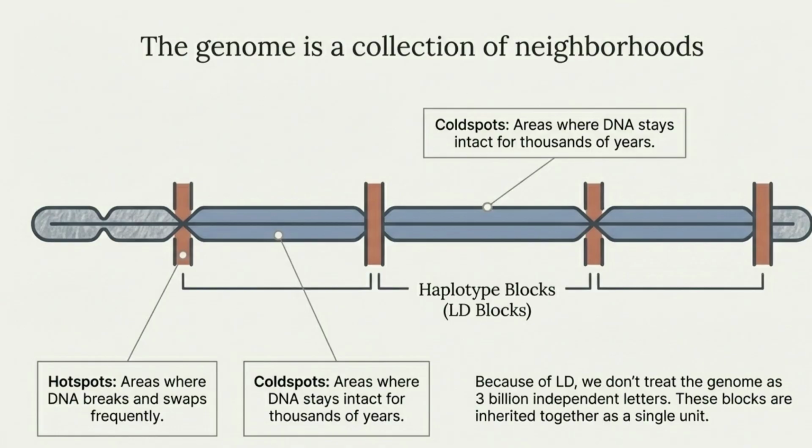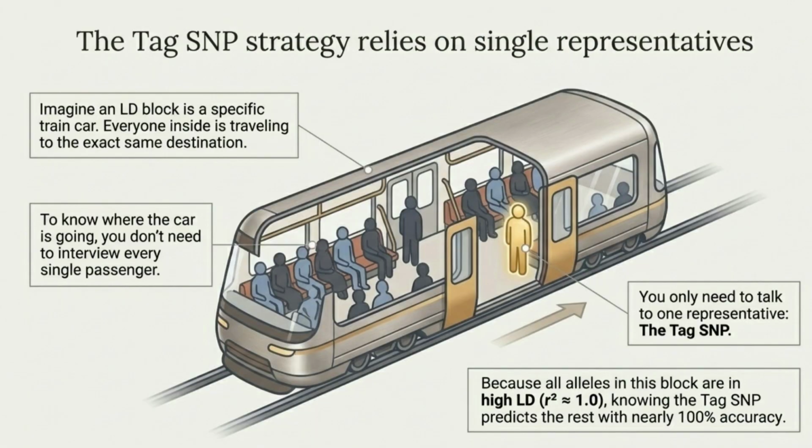These are called haplotype blocks. In between these blocks, you've got hotspots where all that genetic shuffling happens. But inside the blocks, in the cold spots, the DNA is basically locked in place, inherited as a single solid chunk for thousands of years. This means you don't have to read every single letter, you just need to figure out which neighborhood you are in. This train car analogy is the perfect way to understand the shortcut.